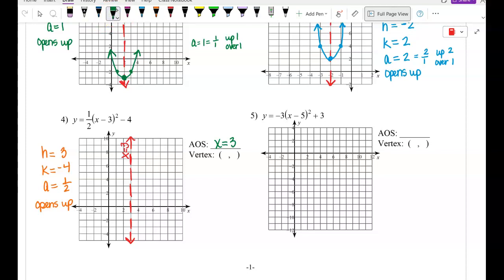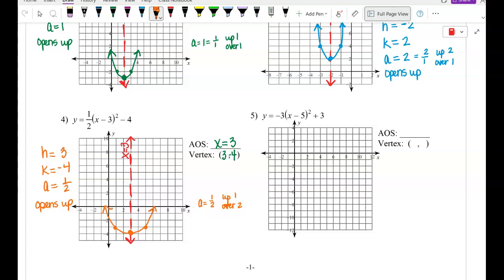And what is going to be my vertex here? 3, -4, just taking my h and my k. So I graph at 3, -4, I have my vertex. Here my a value was 1/2, so that's up 1/2. So from that vertex, I go up 1/2, up 1/2 to get the general shape of my quadratic.